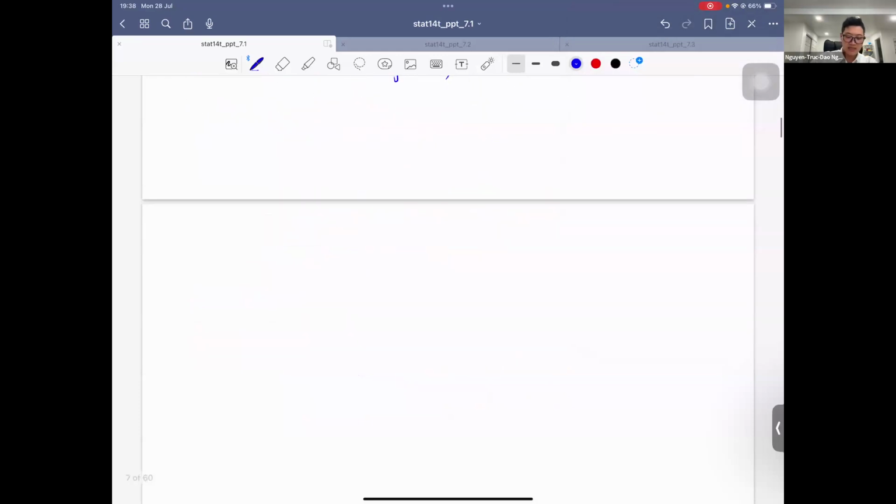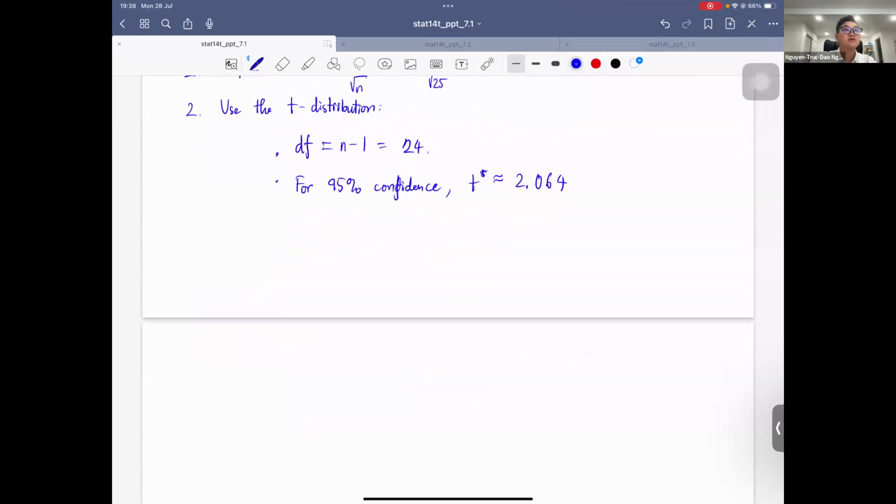If you agree with me on this step, the next step is to calculate the margin of error. Similarly, I'm going to use ME. ME here is t star multiplied by SE, the standard error. I have 2.064 multiplied by 16, and I get 33.024. So this is the margin of error.